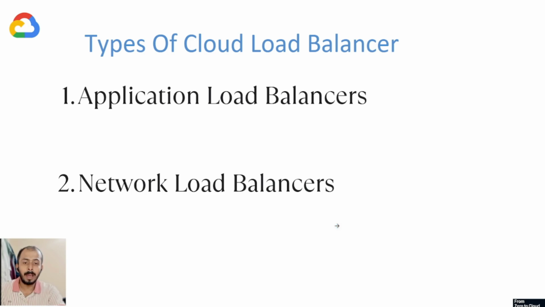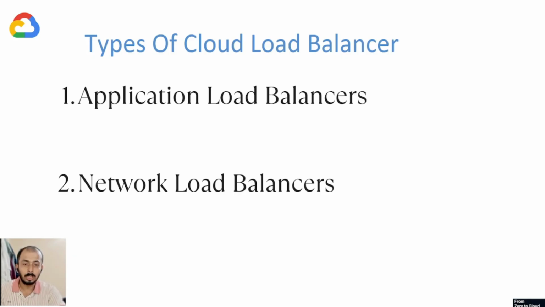The application load balancer works at layer 7, which means it handles HTTP and HTTPS traffic. These are ideal for modern web apps where routing decisions are made based on things like URL, headers, or cookies. For example, you can send traffic for slash videos to one backend and slash images to another. That's smart routing at the application layer.